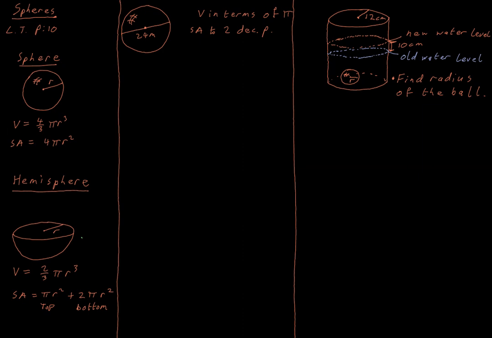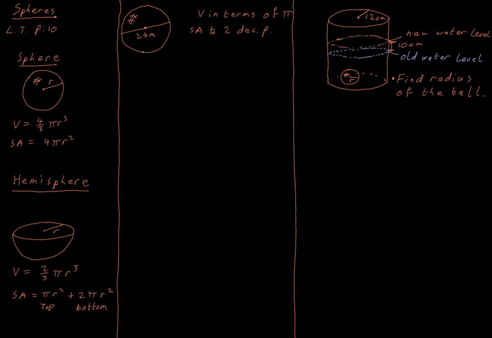Now let's put these into practice. We have a sphere, and we can see it has a diameter of 24 meters. I say a diameter because I'm going from the circle through the center out to the circle again, all in a straight line. So that means that this is a diameter line. It's going directly through the middle of the sphere. I'm asked to find the volume of this sphere in terms of pi, and I'm asked to find the surface area to 2 decimal places.